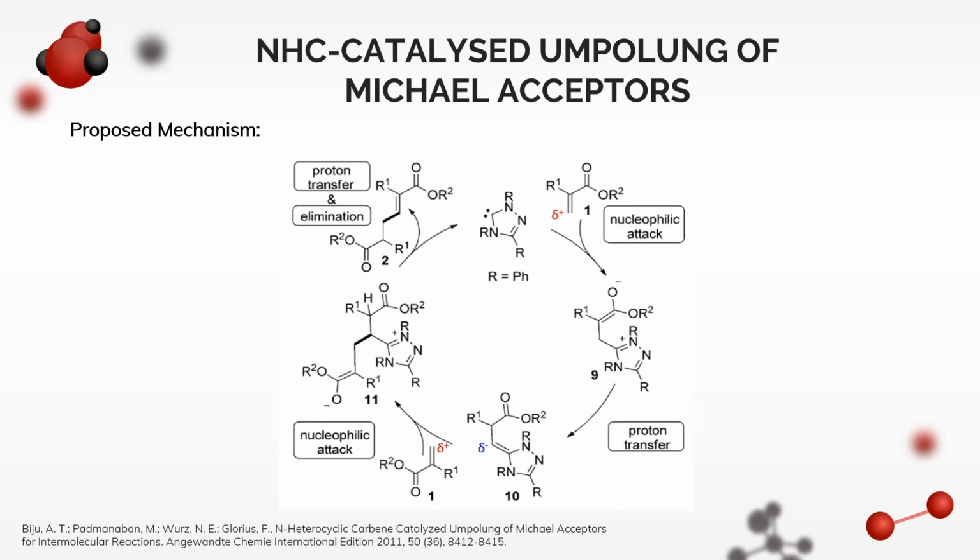The catalytically active carbene acts as a nucleophile and attacks the beta position of the Michael acceptor. After the subsequent proton transfer step, an enamine-like intermediate is formed. Now, the carbon beta to the carbonyl is nucleophilic. Hence, umpolung of the Michael acceptor is achieved. The nucleophilic beta carbon will then attack another Michael acceptor, followed by subsequent proton transfer and elimination steps to release the product and regenerate the catalyst.